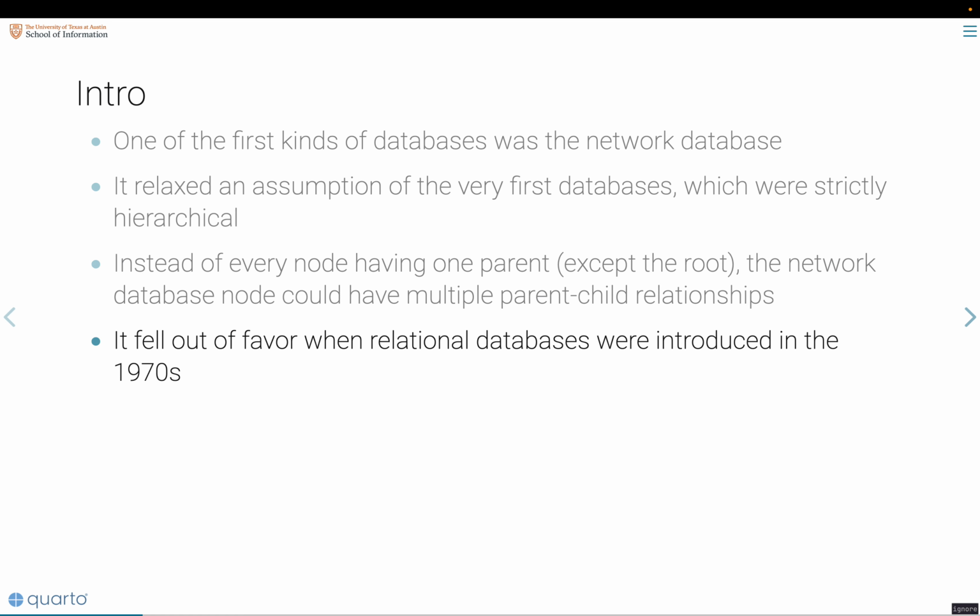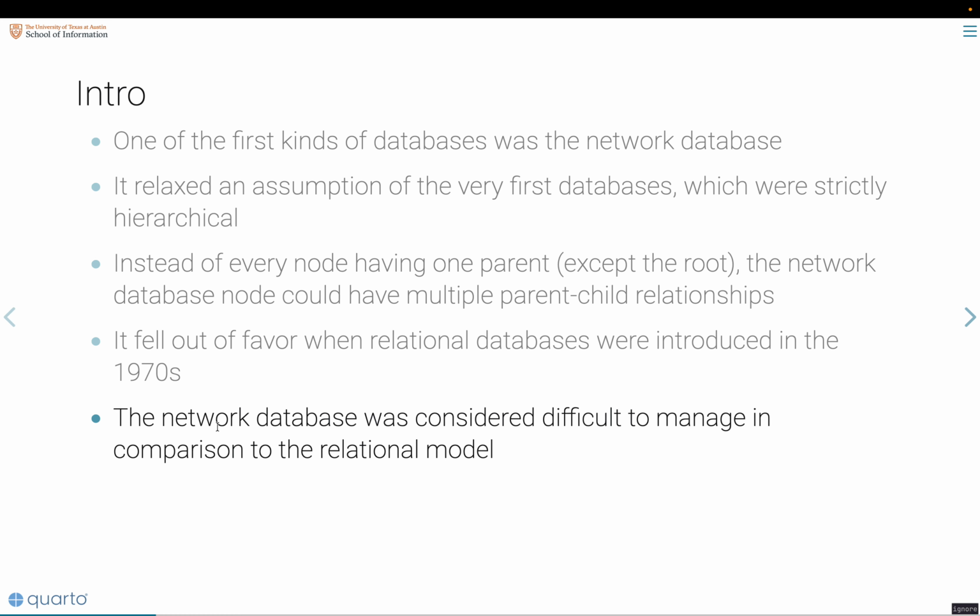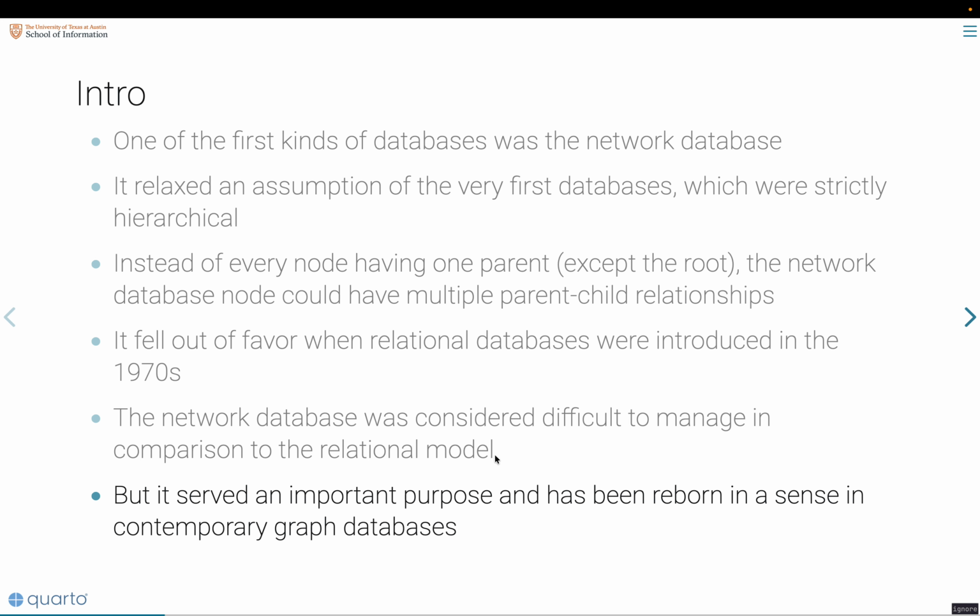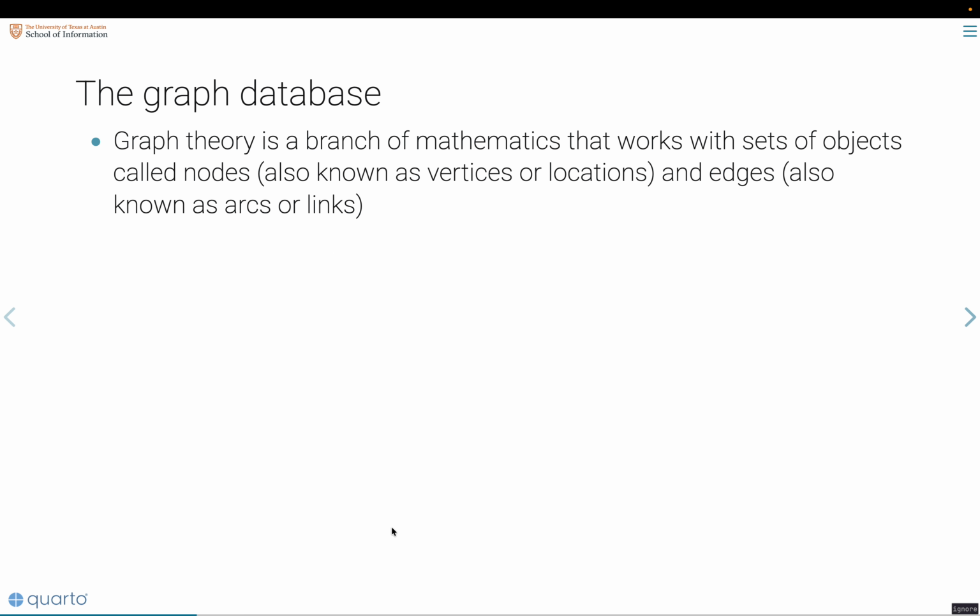And it fell out of favor when relational databases were introduced in the early 1970s. And the network database was considered difficult to manage in comparison to the relational model. It required programming. But it served an important purpose, and it has been reborn in a sense in contemporary graph databases. So graph theory is a branch of mathematics that works with sets of objects that are called nodes, which are also known as vertices or locations or points, and edges, which are also known as arcs or links or relations.